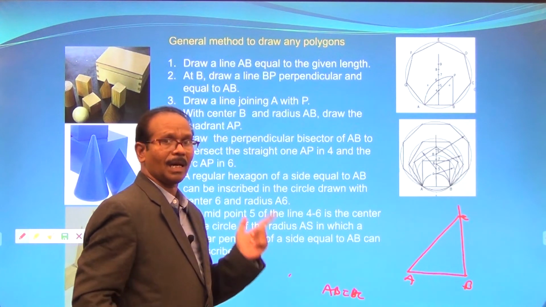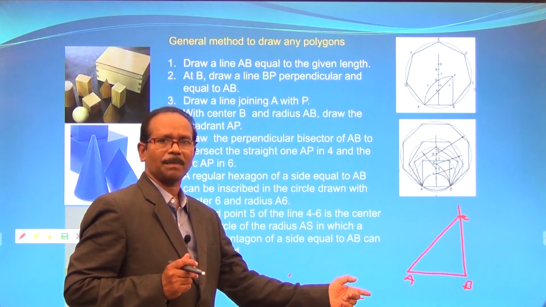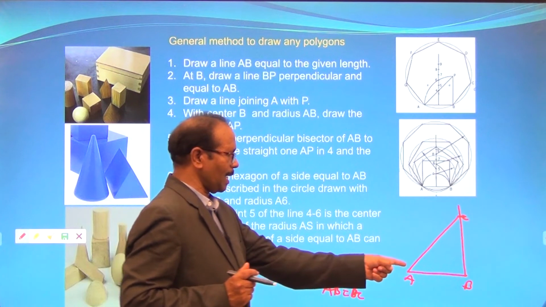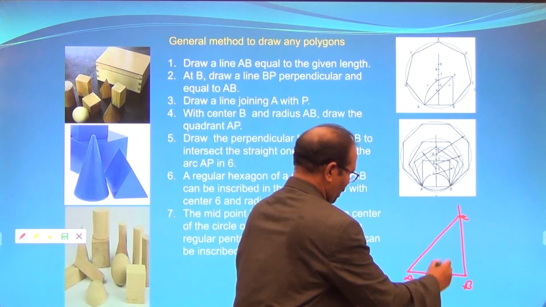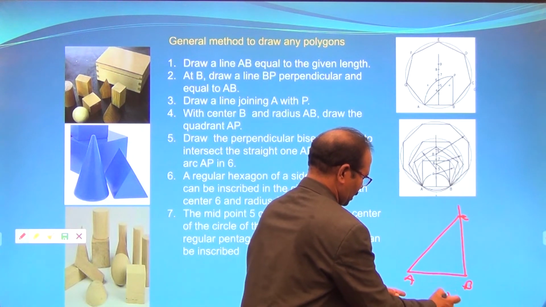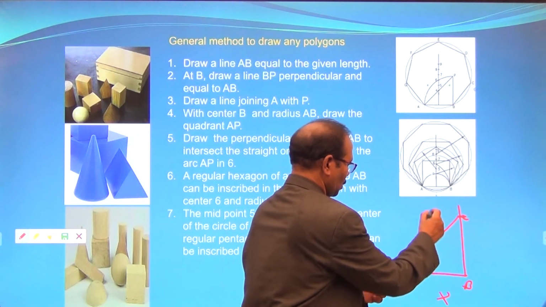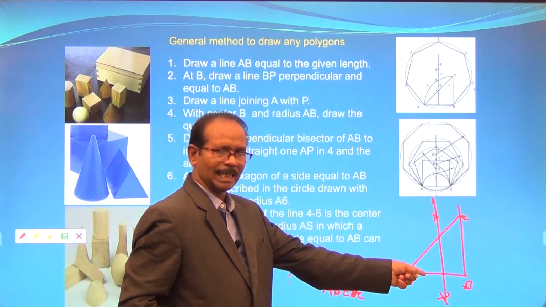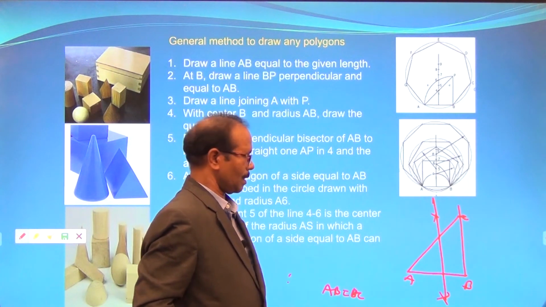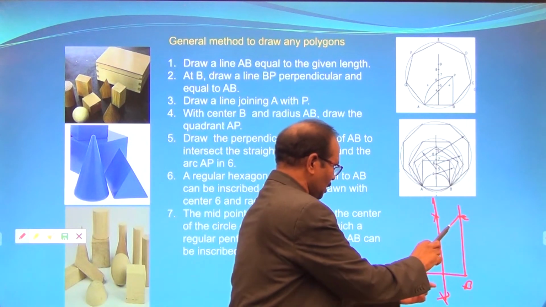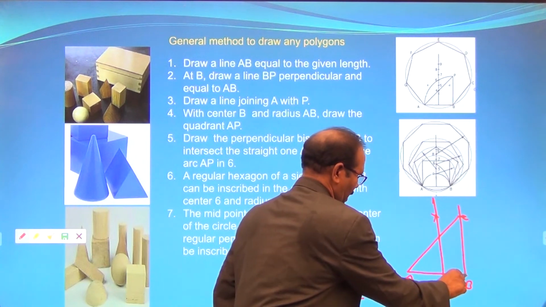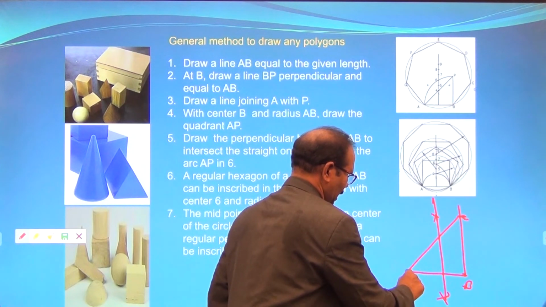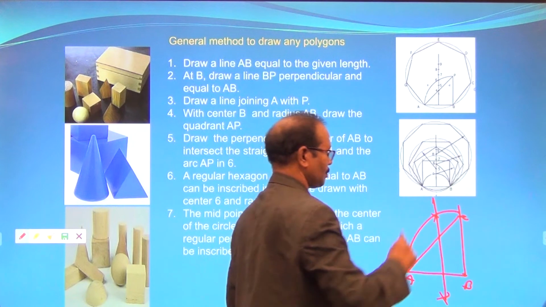Then apply the line bisector principle. Bisect the AB line, using more than half of AB as the radius. This is the perpendicular bisector. Now, B as a center and BA as a radius, draw one arc.